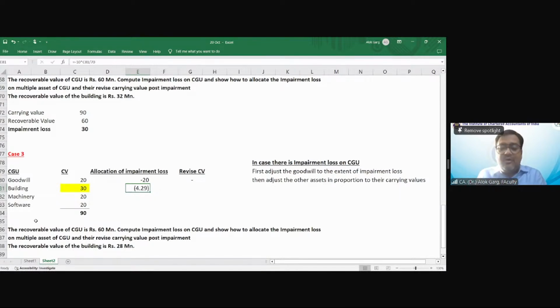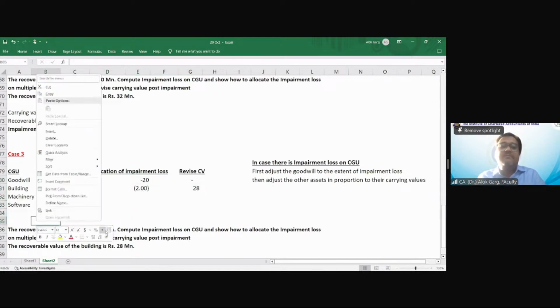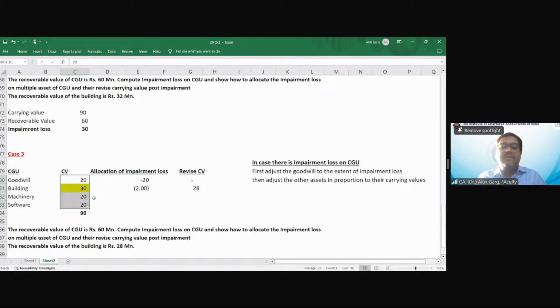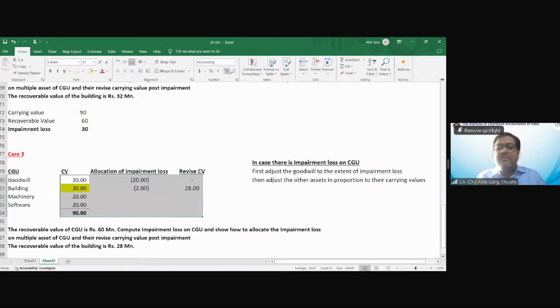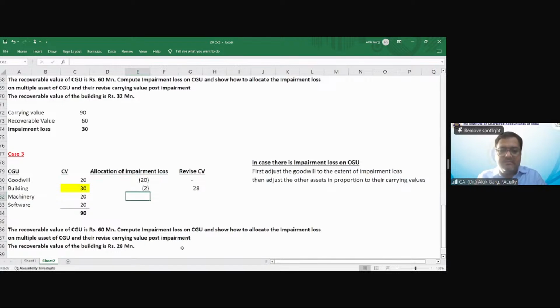So in this case, how much do I need to allocate? 2 million. Okay. So my carrying value is 28 million. Now I am left with how much impairment loss? 8 million impairment loss. I am left with 8 million impairment loss. So क्या करूं मैं 8 million impairment loss का? How can I allocate this 8 million impairment loss? Please help me.